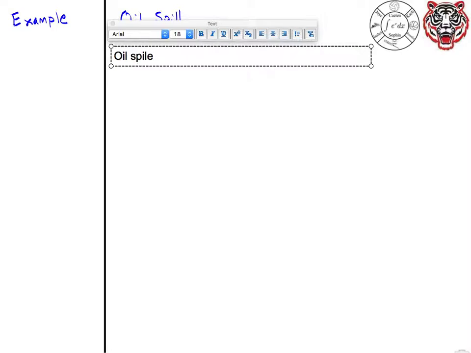Oil spilled from a tanker in a circle whose area... Wait, what's a tanker?